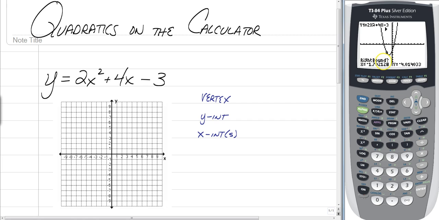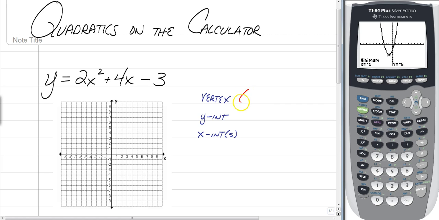Then your calculator is going to ask you to go to the right bound. So now you're going to take your spider back to the right side, somewhere on the right side of the vertex, and you click enter. Now your calculator is going to ask you to guess. So I'm just going to go down to the bottom where it looks like the vertex is, and I'm going to guess. Now, using all sorts of different math, it's going to calculate that your vertex is at -1, -5.